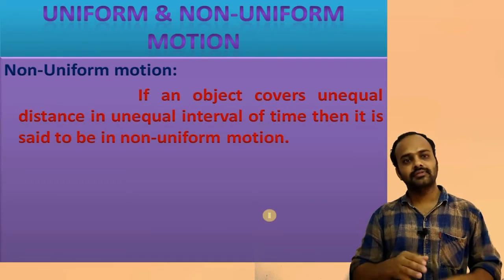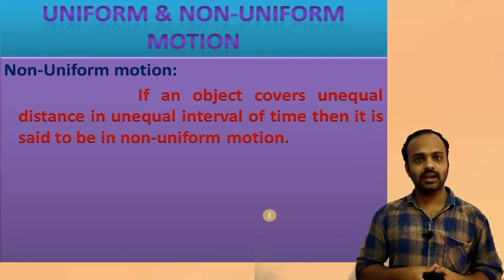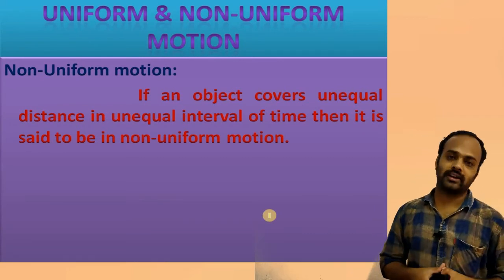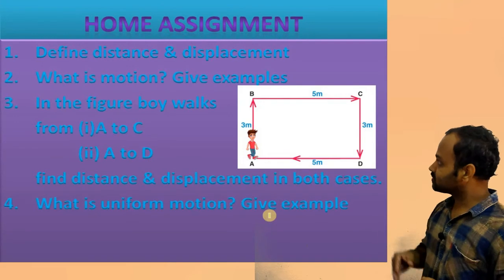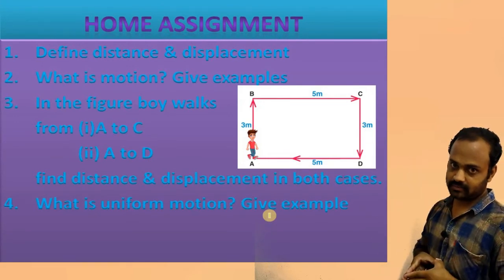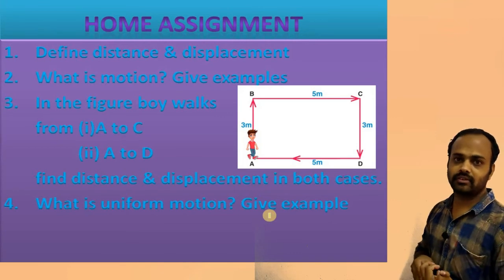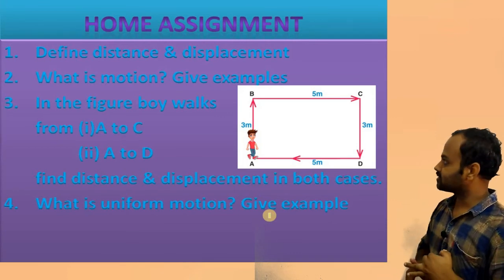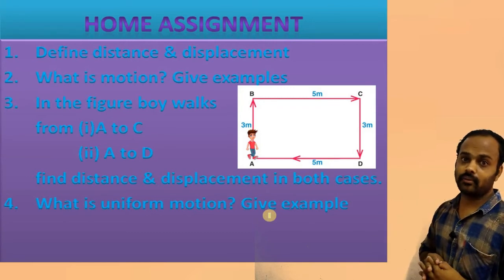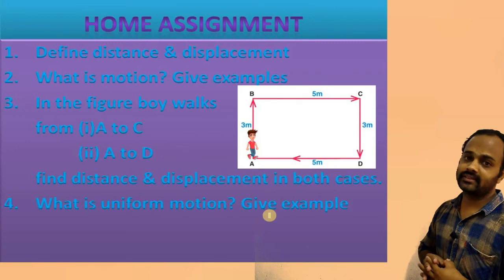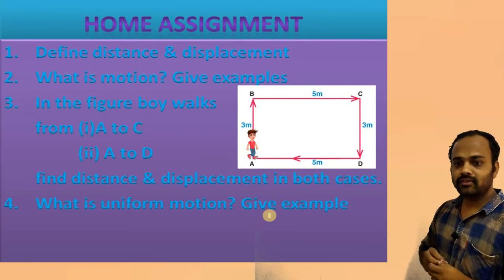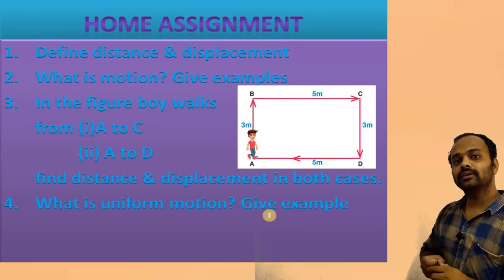Okay students, further concepts we will continue in the next class. Before that, go through these home assignments. First one, define distance and displacement. You have to write the definitions for distance and displacement. What is motion? Give an example. You have to write the definition for motion and give an example.